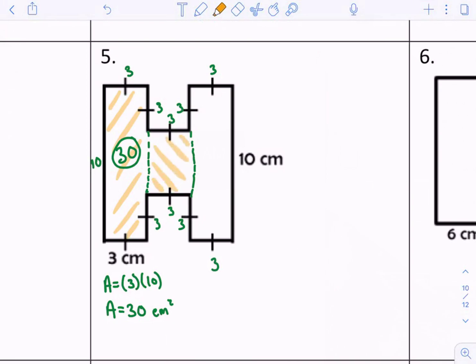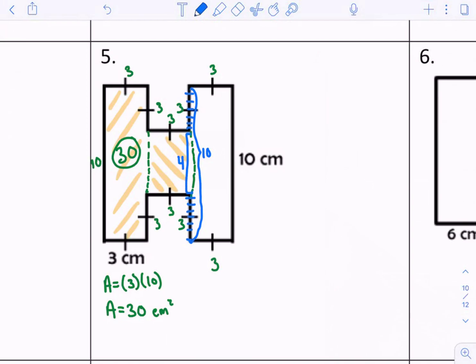From the top to the bottom is 10, but we do need to subtract 2 3s. So we need to subtract a whole 6. The entire thing is 10. And I know this is 3, and I know this is 3. So far that's 6. That means this piece right here has to be 4.